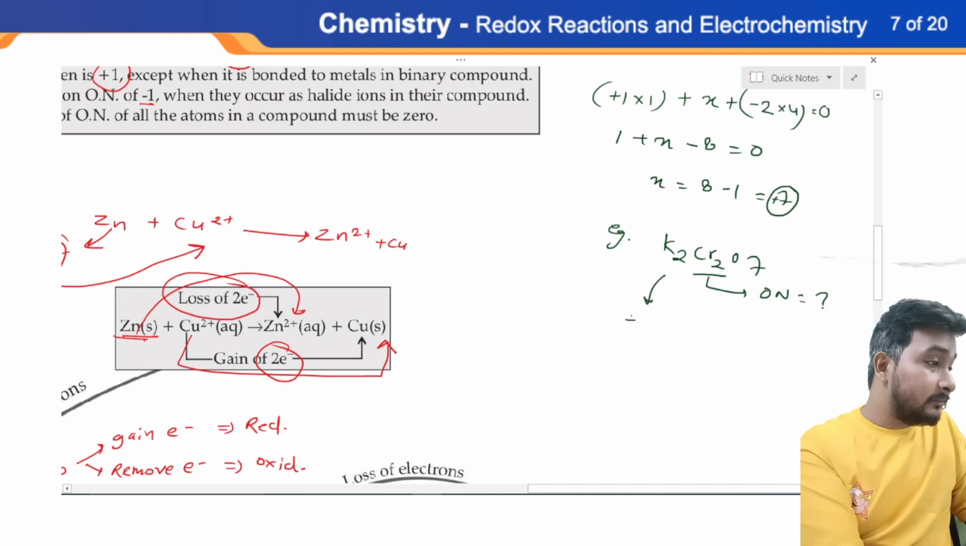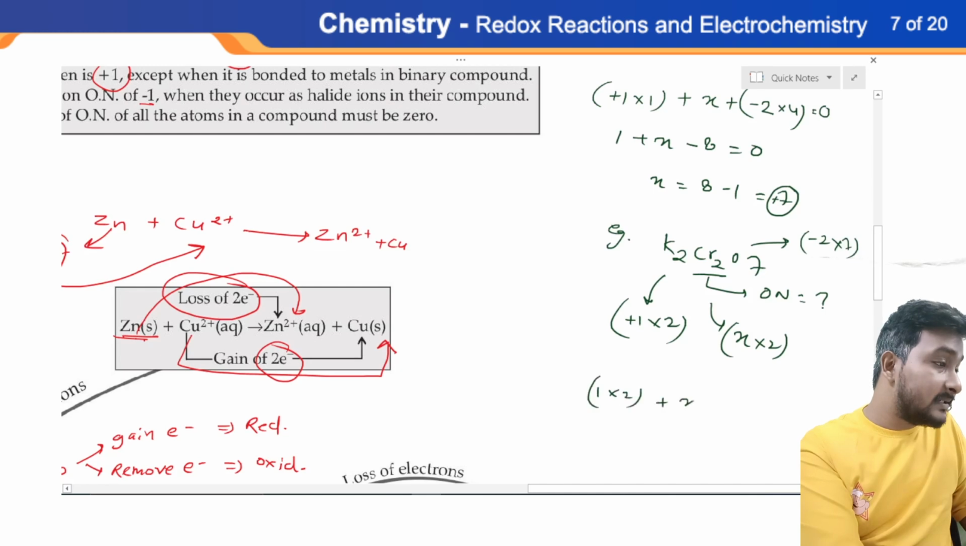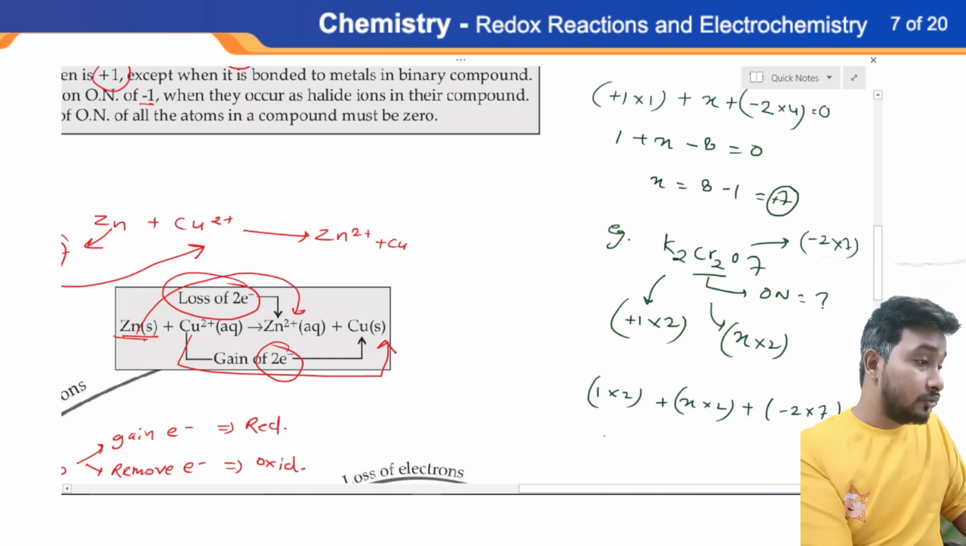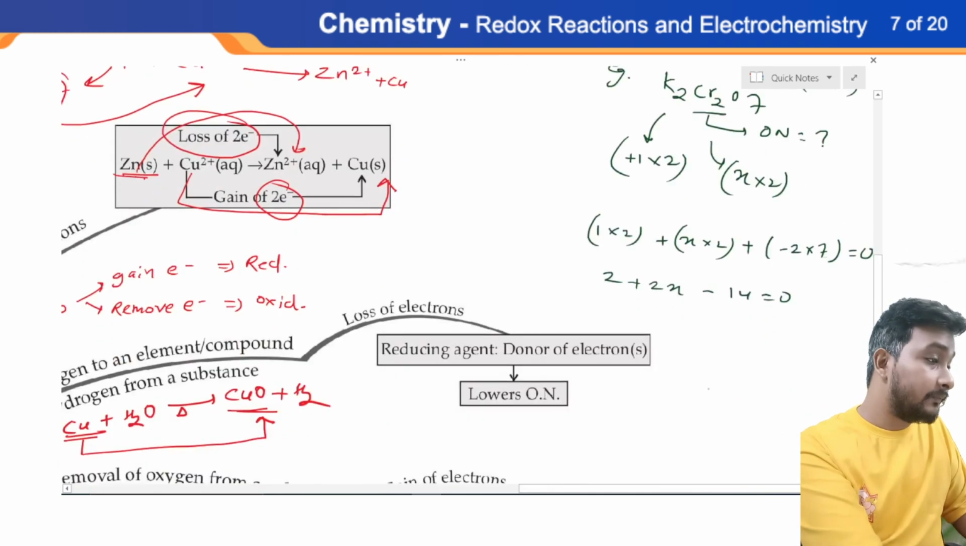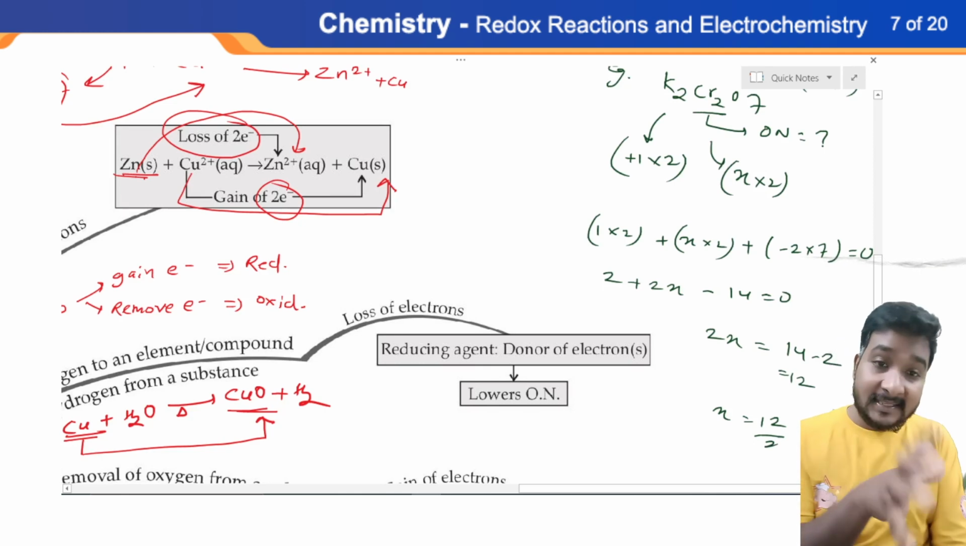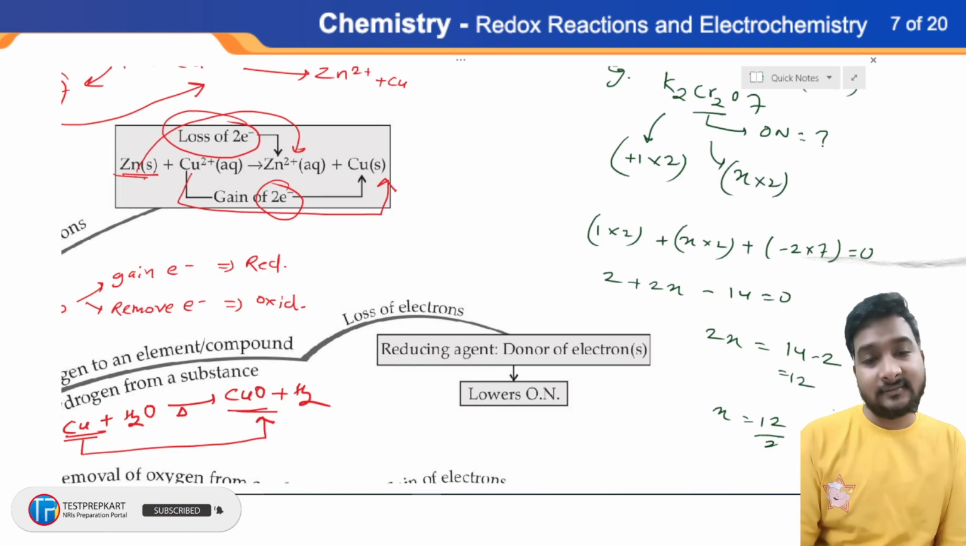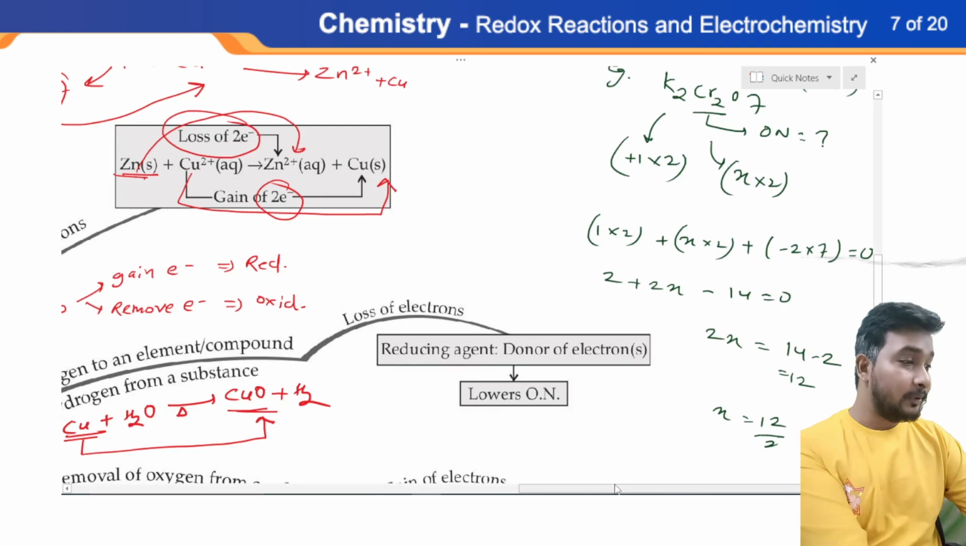Now again, potassium plus 1 into 2. We don't know the chromium, so chromium is X into 2 because we have 2 chromium, and oxygen minus 2 into 7. So the equation should be 1 into 2 plus X into 2, or 2X we can say, plus minus 2 into 7 is equal to 0, because we don't have any charge on the outside of K2Cr2O7. So 2 plus 2X minus 14 is equal to 0. 2X is equal to 14 minus 2, that is 12. So X should be equal to 12 upon 2, which is +6. Answer. Okay, so this is a way which we can use to determine the exact oxidation number of any unknown species in a compound. I hope you are getting things very easily.